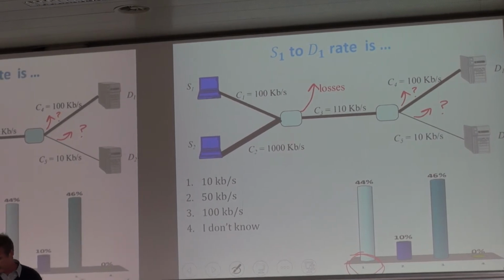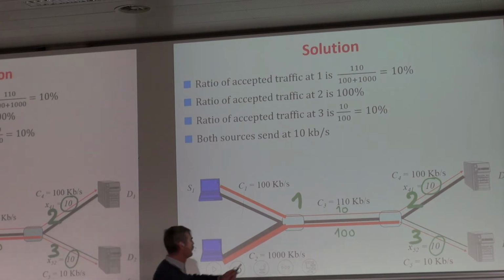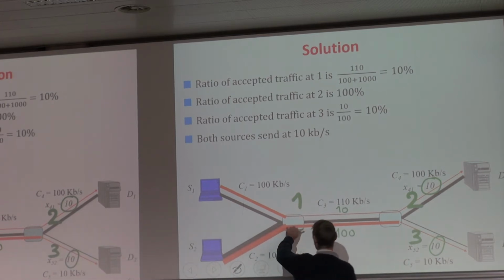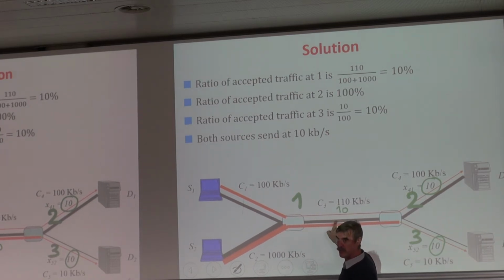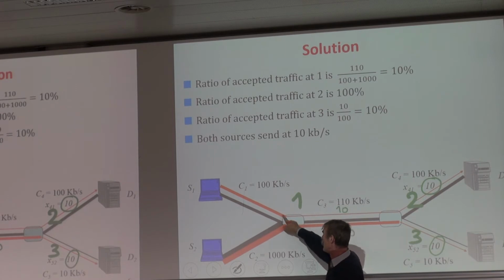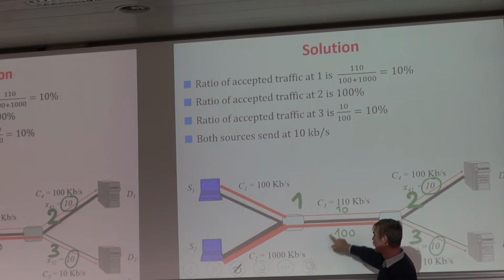Here is the analysis to prove this. I analyze first what happens at point number 1. At point number 1, the offered traffic is 1100. The capacity is 110, it's 10%. So here, we will lose 90%. If we lose proportionally for each of the two flows, that means the first flow will have only 10 going through. The second flow will have 100.